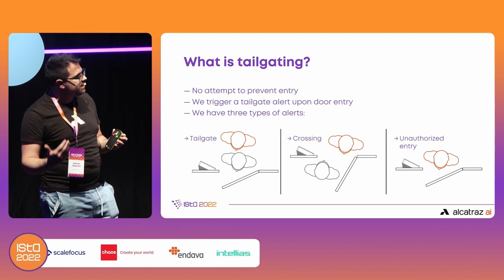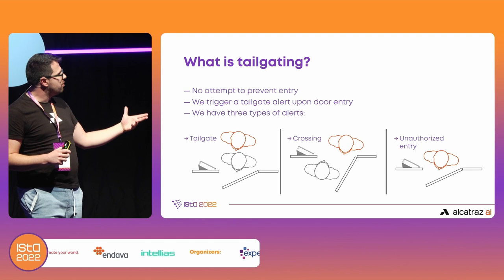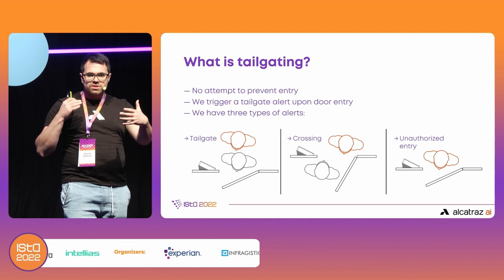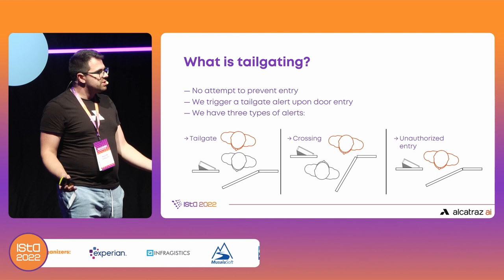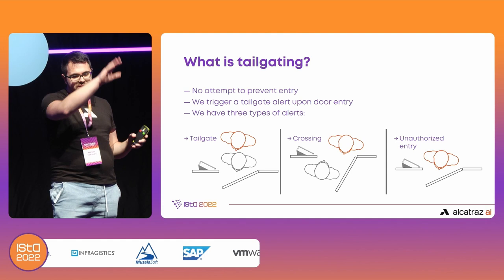So we distinguish three types of alerts. We distinguish tailgate, where you closely follow someone walking in front of you. Then we also have crossing, when somebody just walks out of the door and somebody that shouldn't be there sneaks in. And the final one is just general unauthorized entry, where somebody propped the door open. You don't know who it is, but somebody who shouldn't be there goes in.